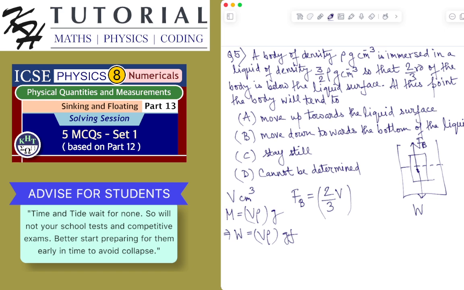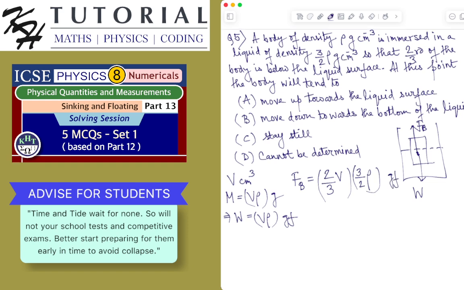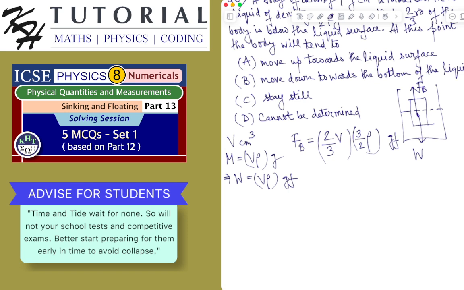This, when multiplied by the density of the liquid, which is 3/2 rho, will give the mass of the displaced liquid. So the buoyant force FB will be this much gram force. Now what is FB? FB we can see is V rho gram force.